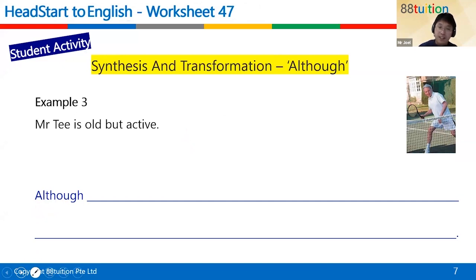Although Mr. T is old, comma, then "but he is still active". You don't need the "but" anymore. The "but" has been replaced by "although". So the answer is actually, although Mr. T is old, he is still active, or you can say he is active.